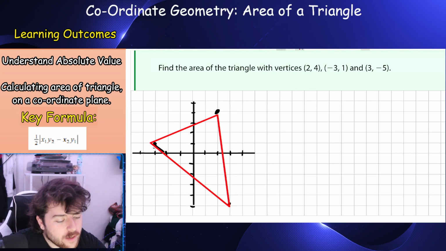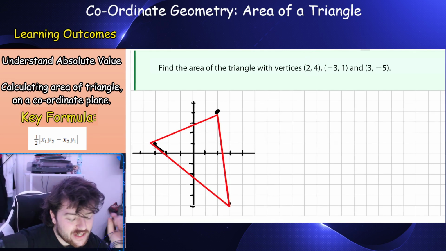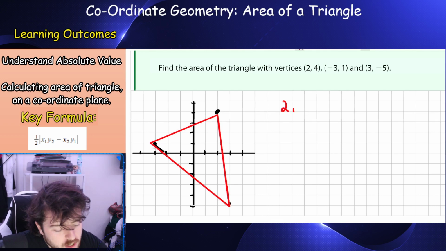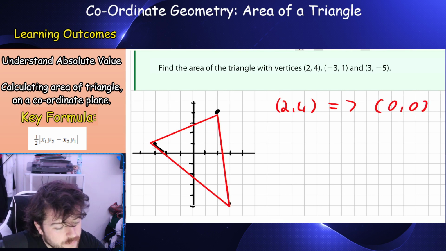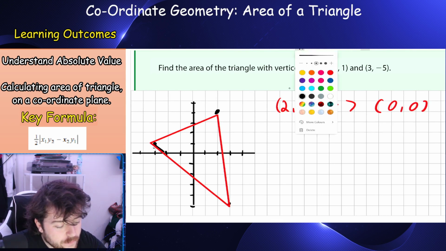So what I'm going to do is pick one of these points. I'm just going to pick this 2, 4, and I'm going to move that to 0, 0. So what am I doing here? I'm making 2, 4, and I'm transforming that to 0, 0.